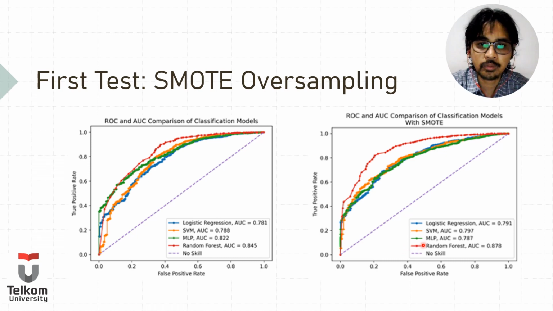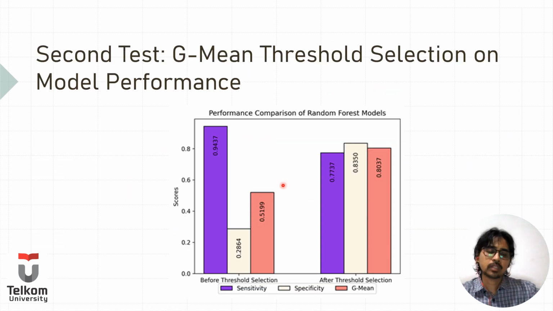So for the next step, we use random forest with SMOTE as our optimum model. Now we test the performance of the G-mean threshold selection.